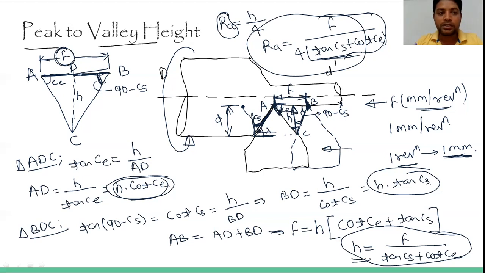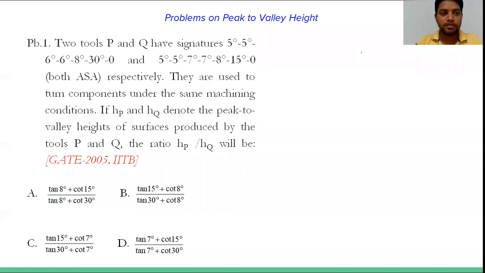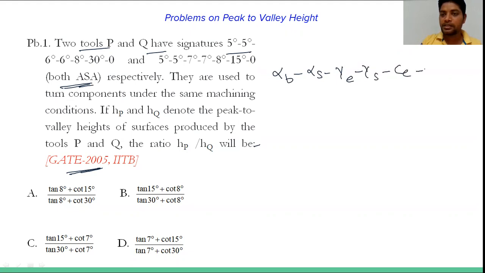Now we are going to discuss two of the problems in this part. The first question was asked in GATE 2005. Two tools P and Q have the signature. Both signatures are in ASA form. In the ASA, this will be alpha B, alpha S, gamma E, gamma S, CE, CS, and R, that is the nose radius.